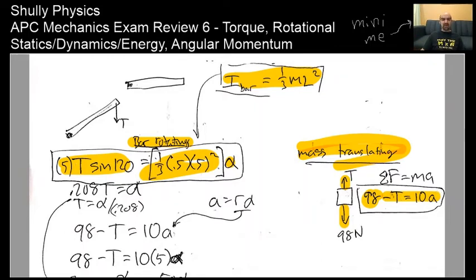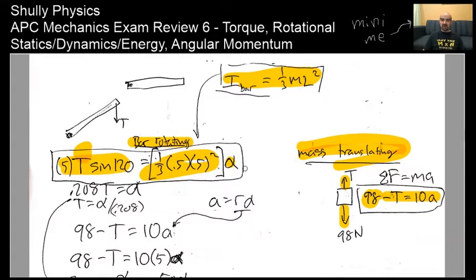Now we go back to this rotational piece. How do we bring in the a and the alpha? How do we bring those together? We also have this unknown tension T. So we have two equations with two unknowns here. Actually, two equations with three unknowns. We actually need a third equation.